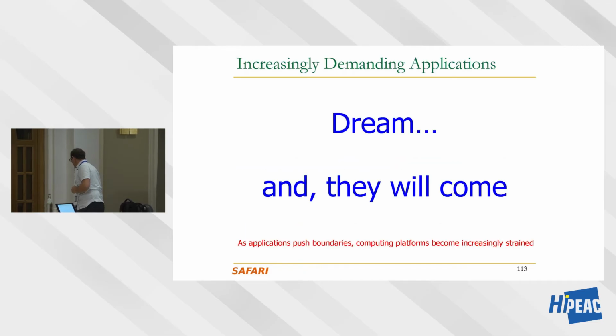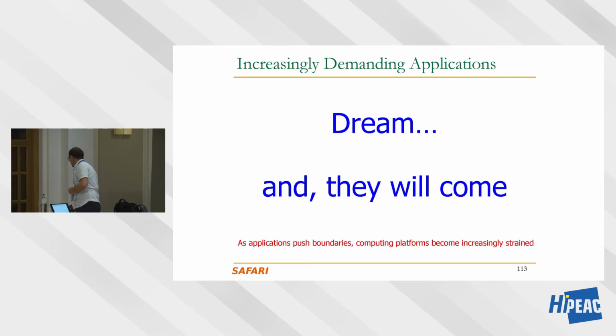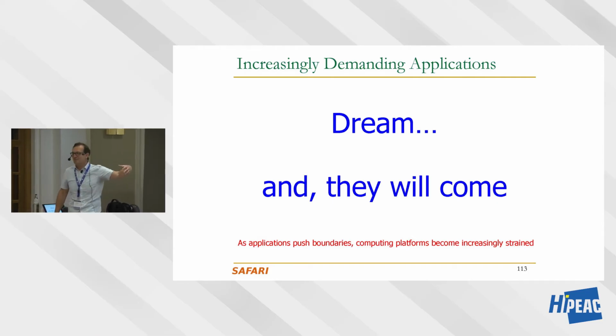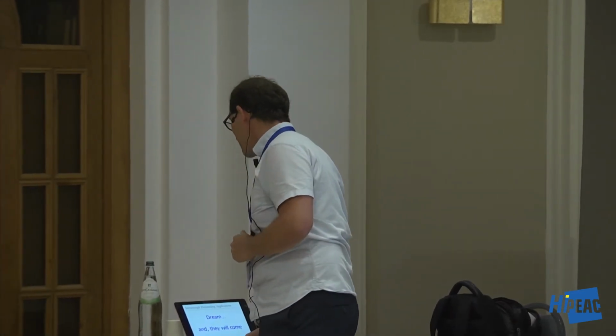Okay. So one of the things that we will take for granted is that applications will become increasingly demanding, right? People have always had great imaginations, and as people dream, applications will come, and this will never end, in my opinion. Today, it's machine learning hype. Before, it was other things. Going forward, maybe it's going to be genomics, etc. As applications push boundaries, computing platforms will become increasingly constrained, and we will not get out of this loop. We will always want high performance.